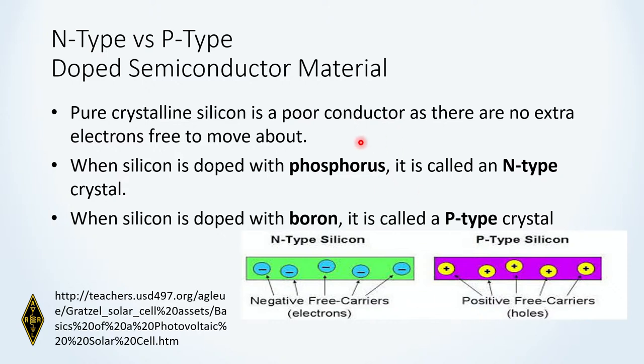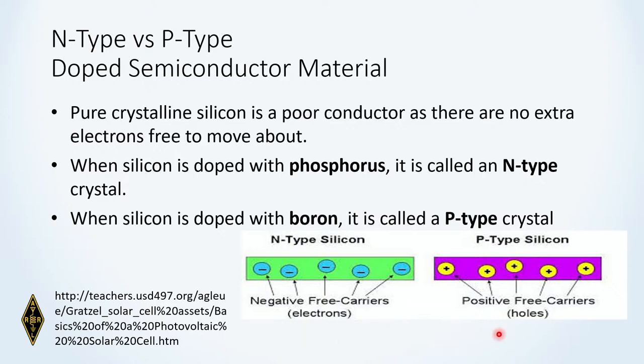Pure crystalline silicon is a poor conductor because there's really no free electrons to move about. But when silicon is doped with a minute amount of phosphorus, then it's called an N-type crystal. And when it's doped with boron, it's called a P-type material. N-type silicon has excess free electrons.